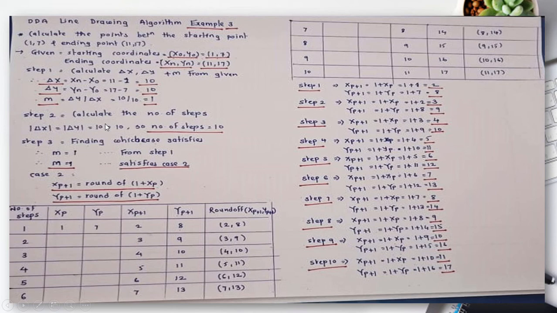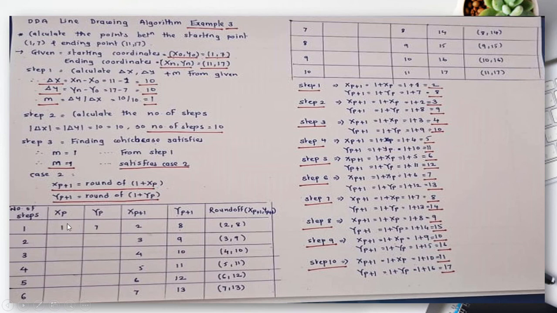Now we are going to calculate the second step, which is calculating the number of steps. As differential of x and differential of y both have the same value, the number of points or steps coming over our line is 10. Now the next one is finding which case this example satisfies. So if m is equal to 1, this value taken from step 1, it satisfies case 2. So what does case 2 tell us? Case 2 tells us the next point will be round off 1 plus xp and yp plus 1 will be round off 1 plus yp.